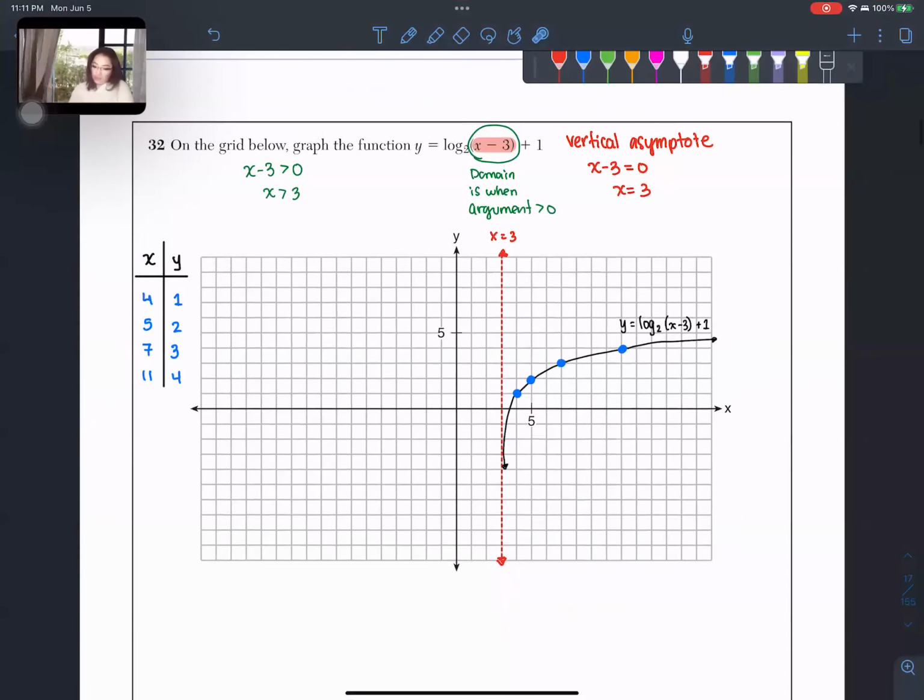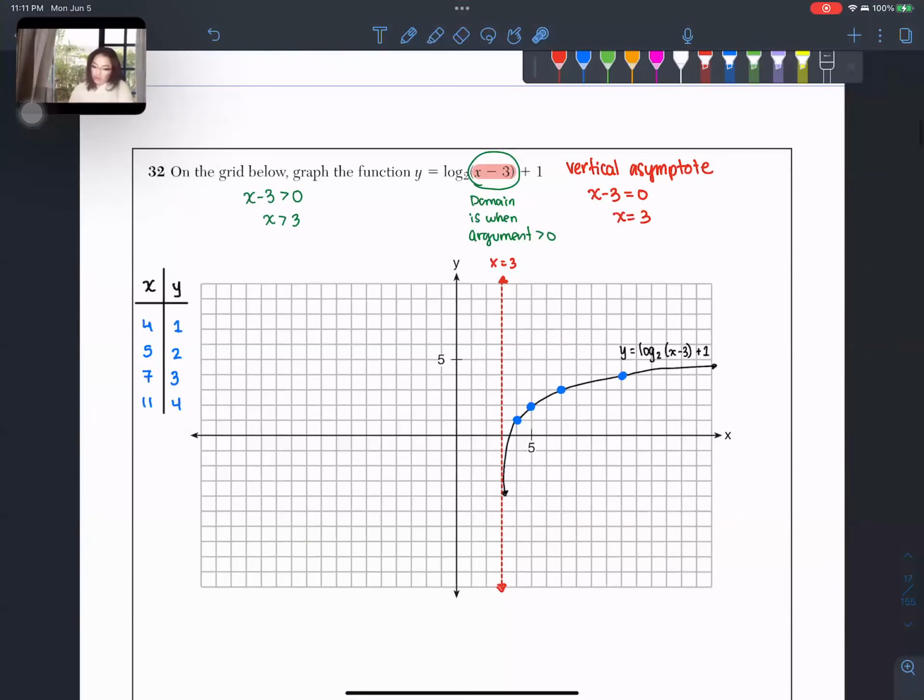Moving on, do this in pencil. Make sure to have arrows. Okay.